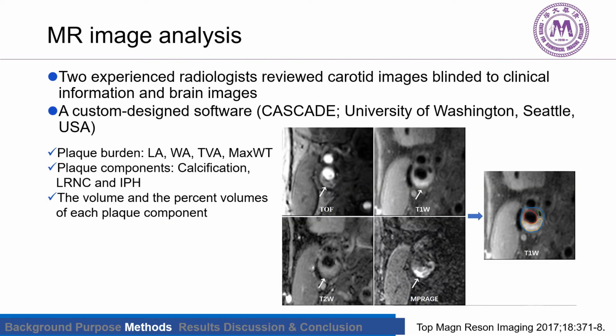Carotid images were reviewed in consensus by 2 experienced radiologists blinded to clinical information and brain images using CASCADE software. We analyzed the plaque burden, such as lumen area, wall area, total vessel area, and the presence of plaque components, including calcification, lipid-rich necrotic core, and intraplaque hemorrhage. We also calculated the volume and the percent volumes of each plaque component. The figure is an example of a slice of a carotid image, which was manually traced using CASCADE software.